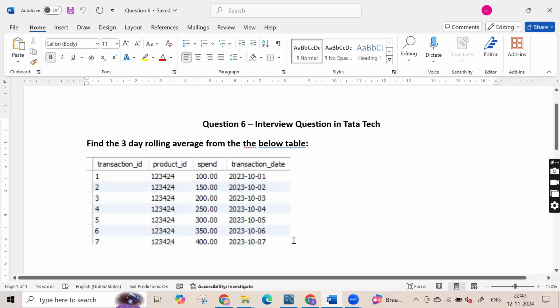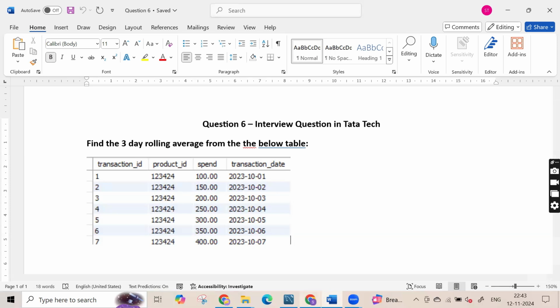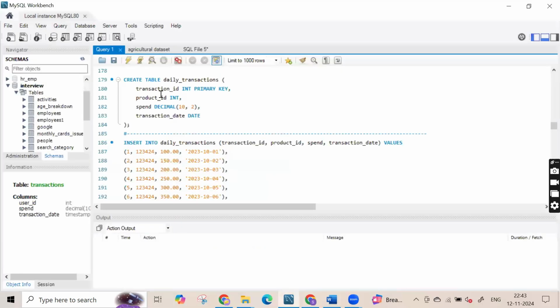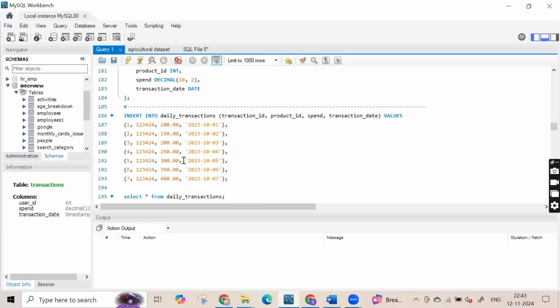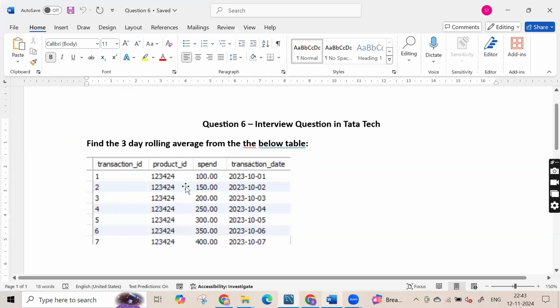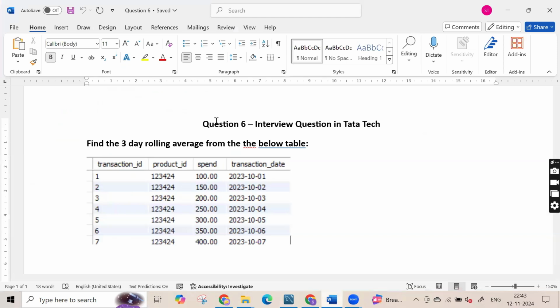Obviously we will use MySQL Workbench to do this. And I have already created this table, daily transactions, with transaction id as a primary key, which is of an integer data type, product id which is an integer, spend in decimal 10,2, and transaction date which is of a date data type. And then I have inserted the same values which I have shown in this clip here. This is the same values. So this is what we have done.